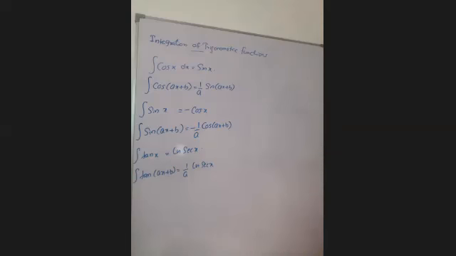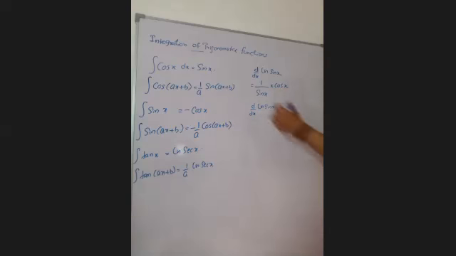The next one is, if you differentiate ln sin x, what is the answer? That is 1 over sin x, times the differentiation of sin x, which turns out to be cos x. That means the differentiation of ln sin x is equal to cos x over sin x, which is cot x.